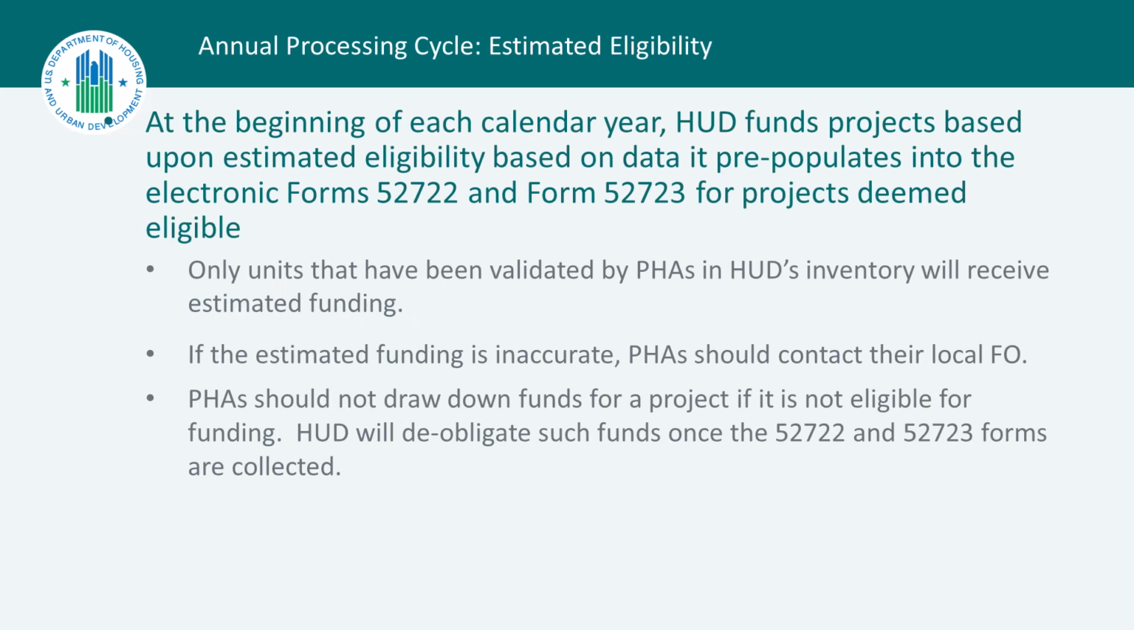At the beginning of the calendar year, HUD begins funding projects with operating subsidy based on estimates for the current calendar year. PHAs are authorized to draw down approximately 1/12 per month via LOCCS. Only projects in the inventory will receive funding based upon an estimate. The inventory is derived from PIC. If the estimated eligibility is inaccurate, PHA should contact their local field office. PHA should not draw down funds for a project if it is not eligible for funding. HUD will de-obligate such funds once the 52722 and 52723 forms are collected.